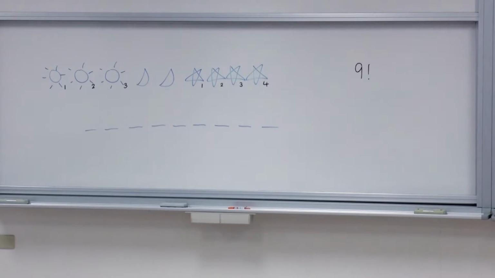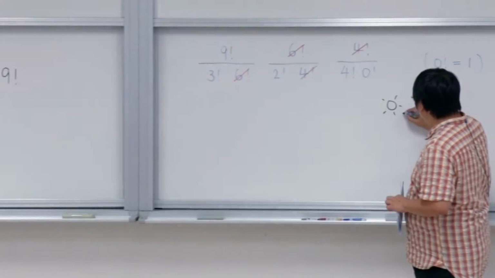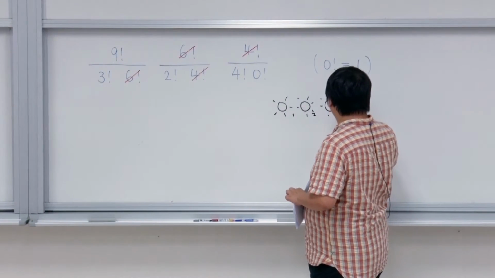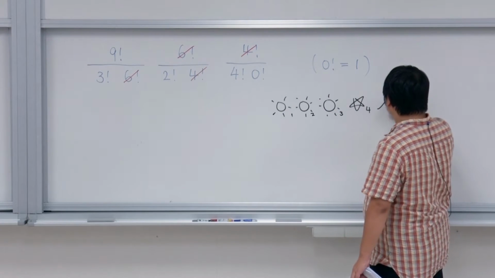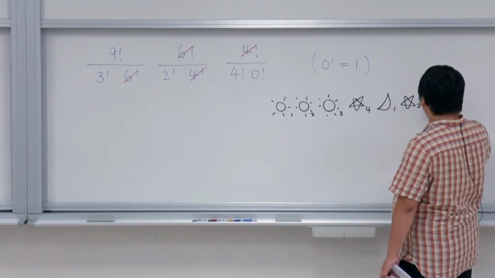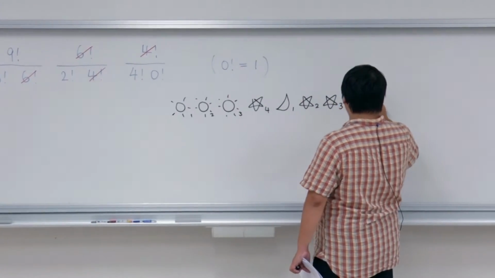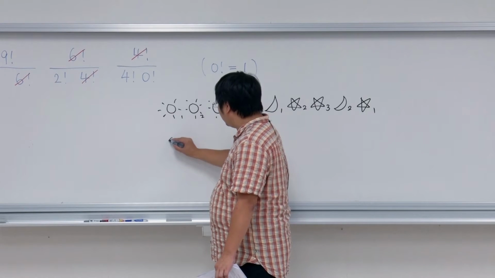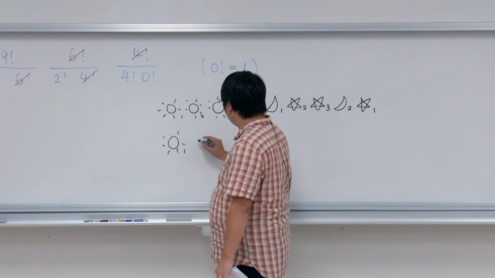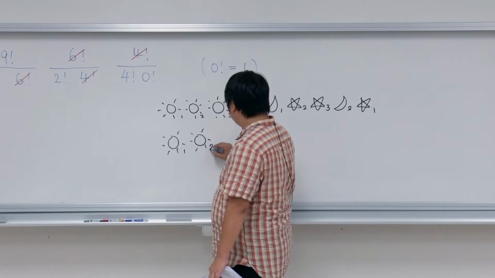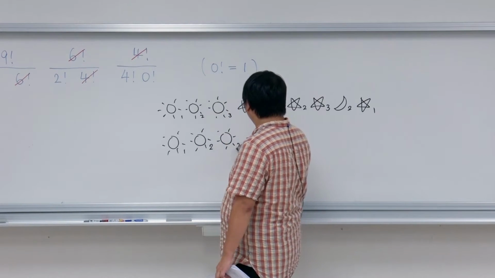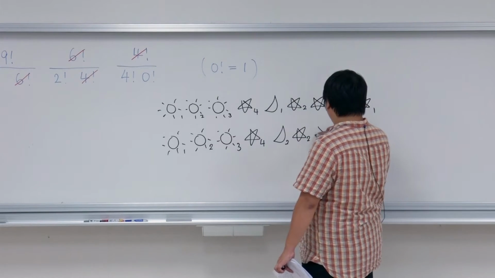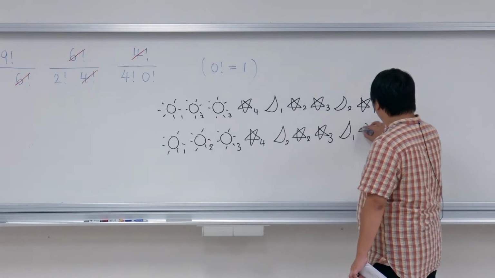So, if you look at it, let's say we have sun 1, sun 2, sun 3, star 4, moon 1, star 2, star 3, moon 2, and star 1. Let's say we have this one and this one: star 1, sun 2, sun 3, star 4, moon 2, star 2, star 3, moon 1, star 1.